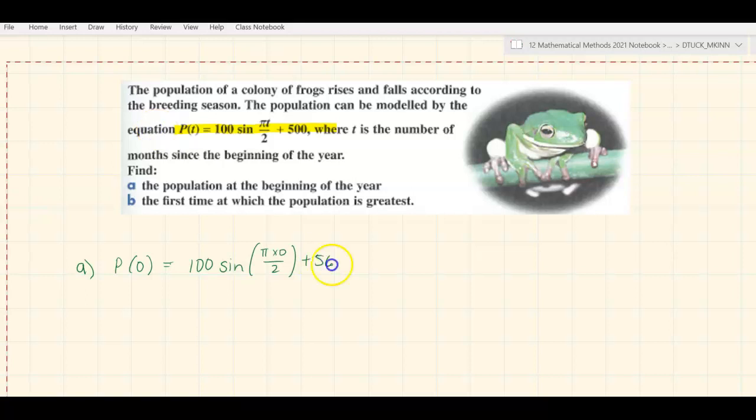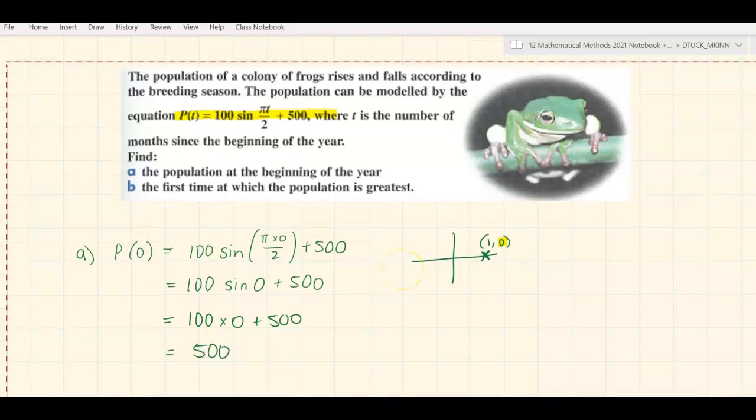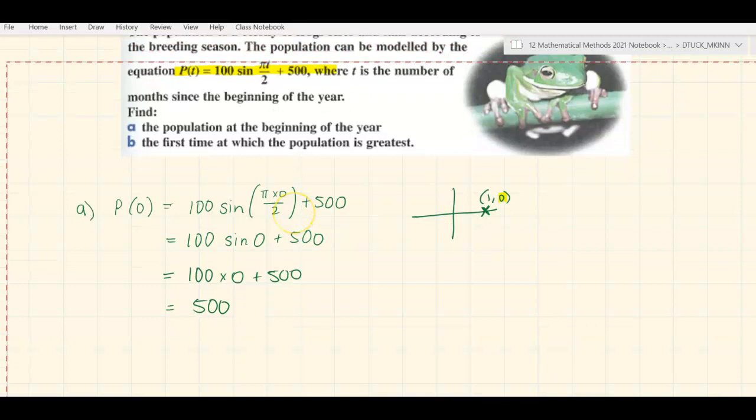Okay, so you need to solve 100 sine of 0 plus 500. 0 is here on our unit circle. That is the coordinate 1, 0. Is sine x or y? Nice. So that means that sine of 0 is 0. So the population, I would not expect this many lines of working, is 500. You are not getting full points for that.